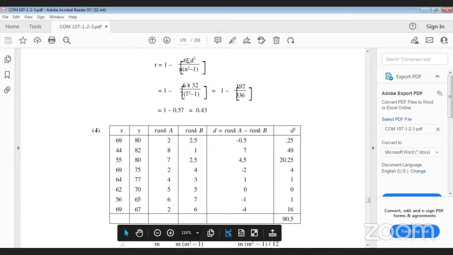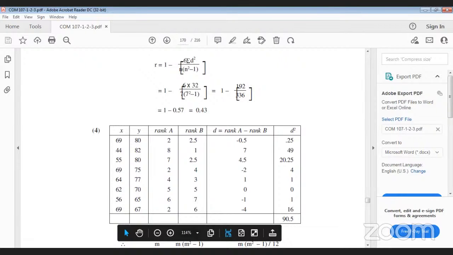Here you will see that the number 69 is repeated three times in the ranks. It has the second rank. For rank B, 18.5 appears 2 times here, so it has rank 2.5 each. The highest number is 82, it has the first rank.